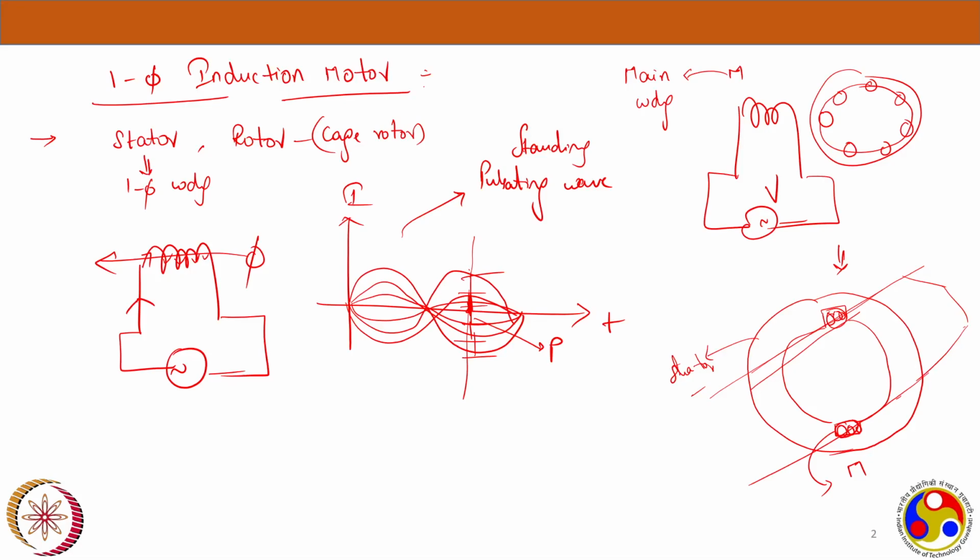Now it will try to oppose the stator field, as we know, because of the kinds of flux fields being produced. Here I am drawing: this is the stator winding, and this is the rotor winding, and let's say this is the axis, and we have some slots.